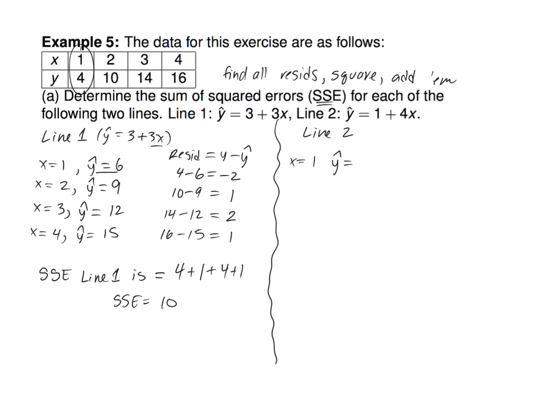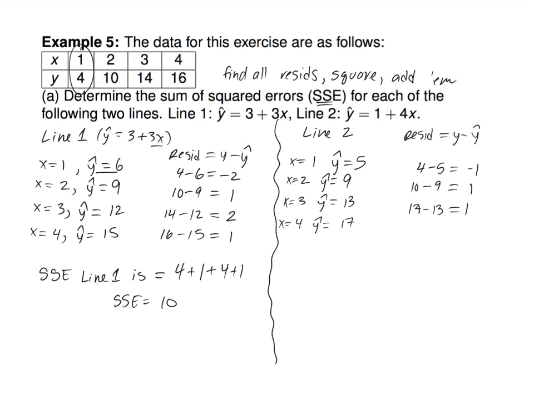So if x is 1, what's y hat in this case? 5. X is 2, y hat's going to be 9. Great. X is 3, y hat will be 13, is that what you said? Yep. X is 4, and y hat will be 17? Okay, great. And then the residual, y minus y hat, will be 4 minus 5, right? So negative 1. 10 minus 9, so 1. I think it's 14 minus 13, right? So that's 1. And then 16 minus 17 is negative 1. So the SSE for line 2 is equal to 1 plus 1 plus 1 plus 1, or 4.